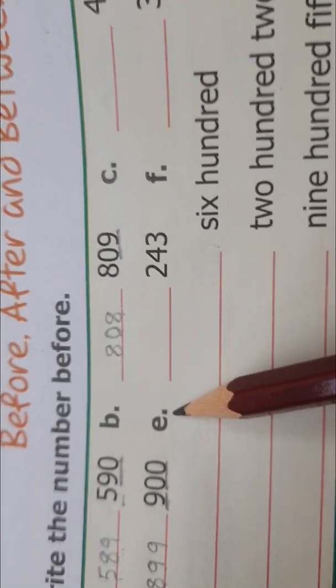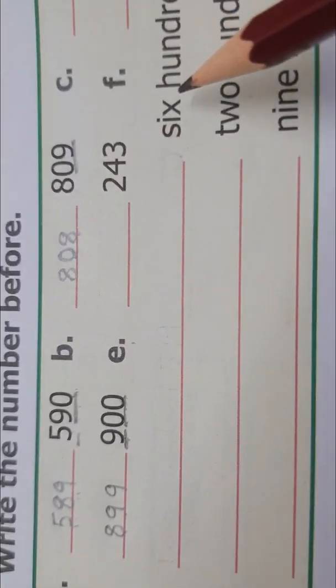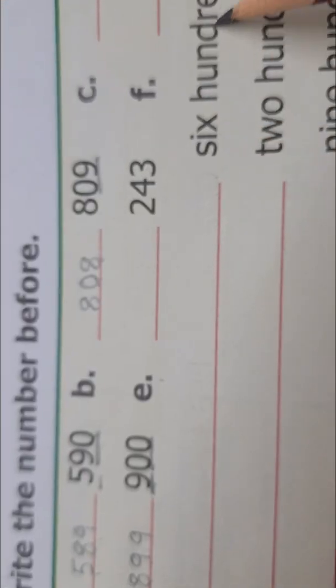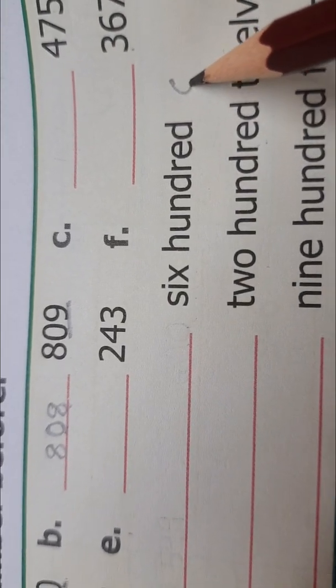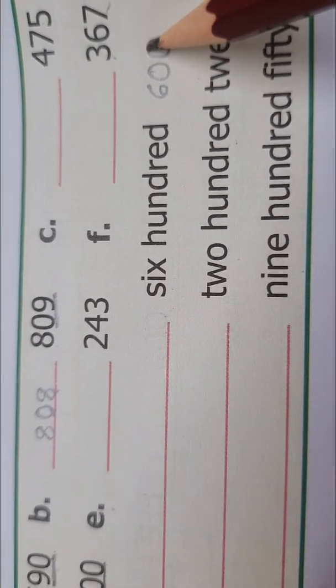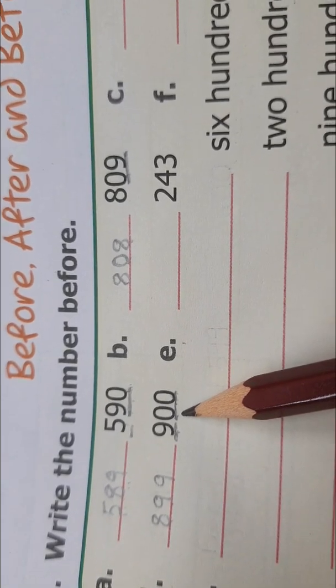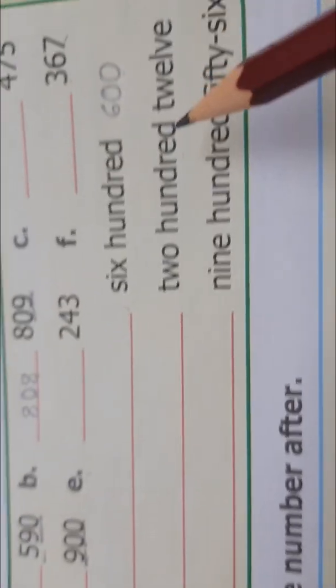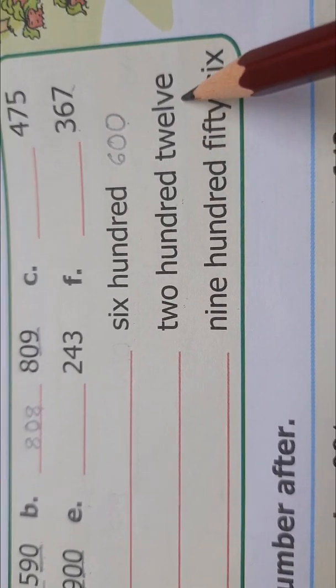So this way we can do E and then F. Now come to the next, that is 600. First you can write 600 in the numeral form, that is 600. Now you can do it easily as we have done 900. Now the next is 212.